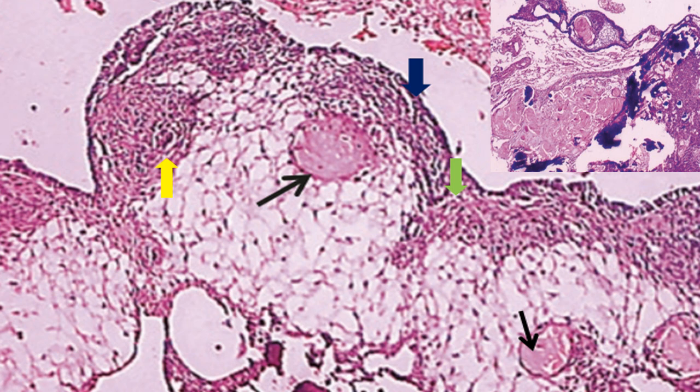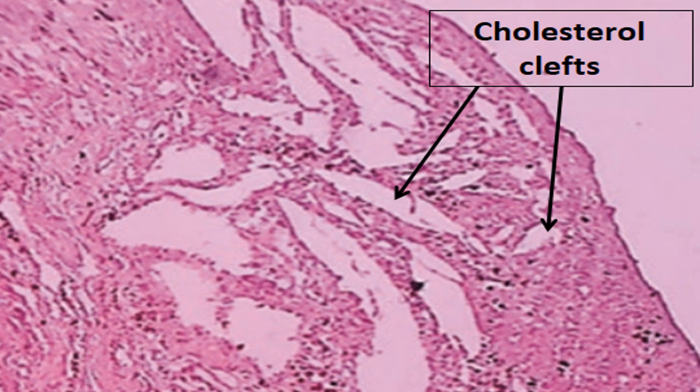Also, we see another finding, which seems to be a cleft. This cleft is called a cholesterol cleft. We can see these clefts clearly in this slide. As these cells are full of cholesterol, many of them swell and rupture, pouring out their cholesterol content, and this content appears clear because it is fat, giving the appearance of a space or a cleft.